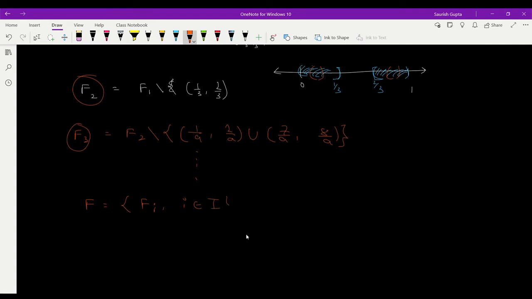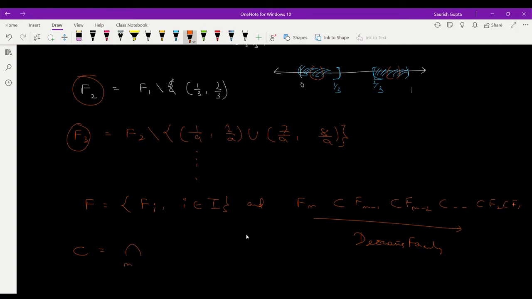So we form a family with index set I, and a very important property of this family is that Fn is contained in F(n-1), again F(n-1) is contained in F(n-2), and so on, where F2 is contained in F1. So this is a decreasing family, and if you take the intersection of all these sets Fi, for i belonging to the indexing set I, we get the Cantor set C. This set is called the Cantor set.